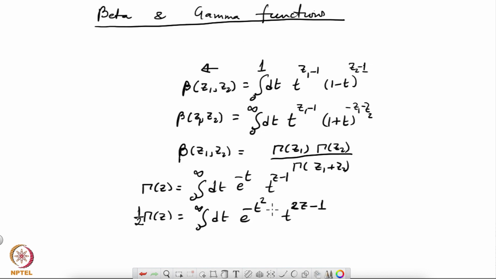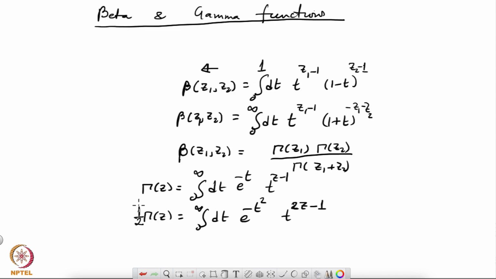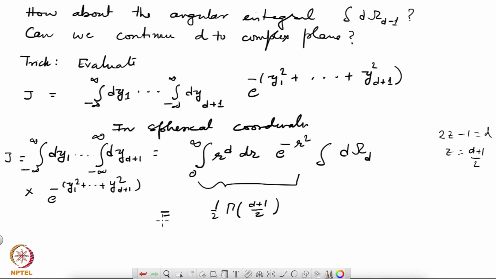Let's check. 2z minus 1 is equal to d. So z is equal to d plus 1 over 2. That is why I have put gamma of d plus 1 over 2, because that is what you have here, gamma z. Good. So this times integral d omega d. Nice, but now I should evaluate J in another way, so that I can equate those two results and get the expression for integral d omega d.